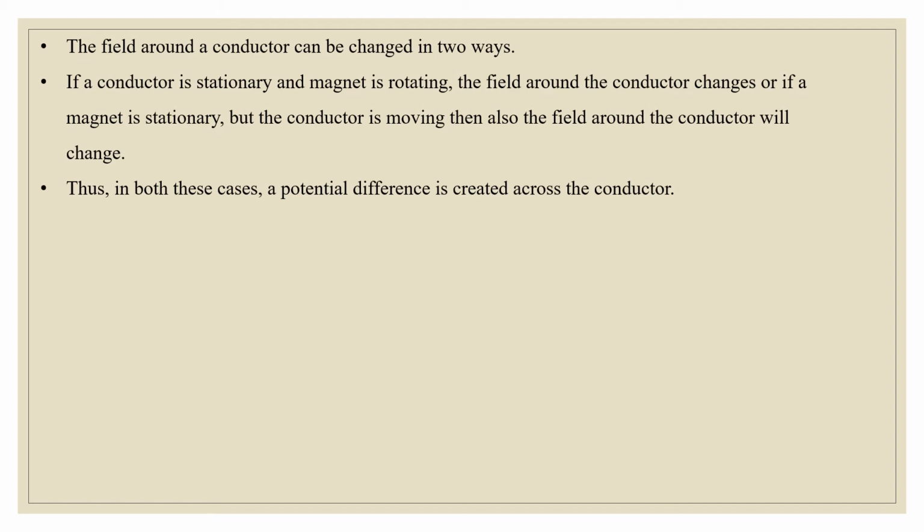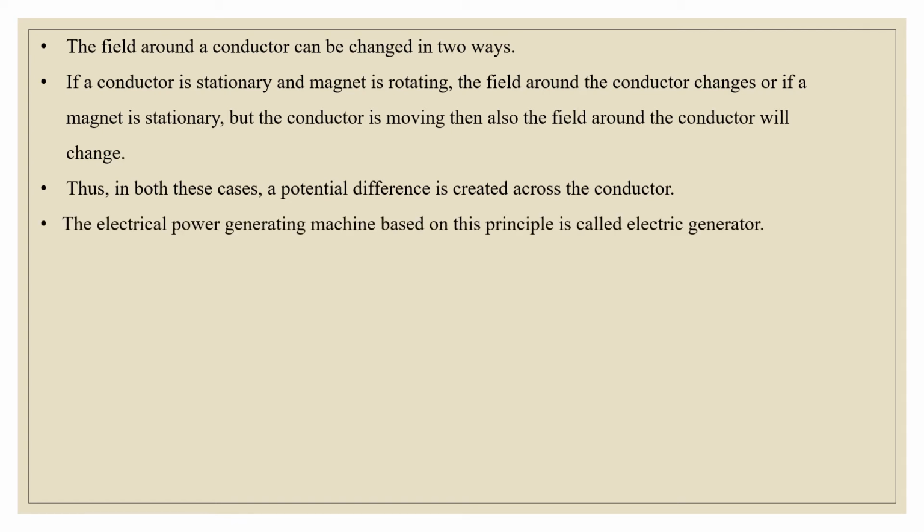but the conductor is moving, then also the field around the conductor will change. Meaning the field around the conductor will also change. Thus in both these cases a potential difference is created across the conductor. Whether the conductor is stationary or the magnet is stationary, a potential difference is created across the conductor. The electrical power generating machine based on this principle is called an electric generator.